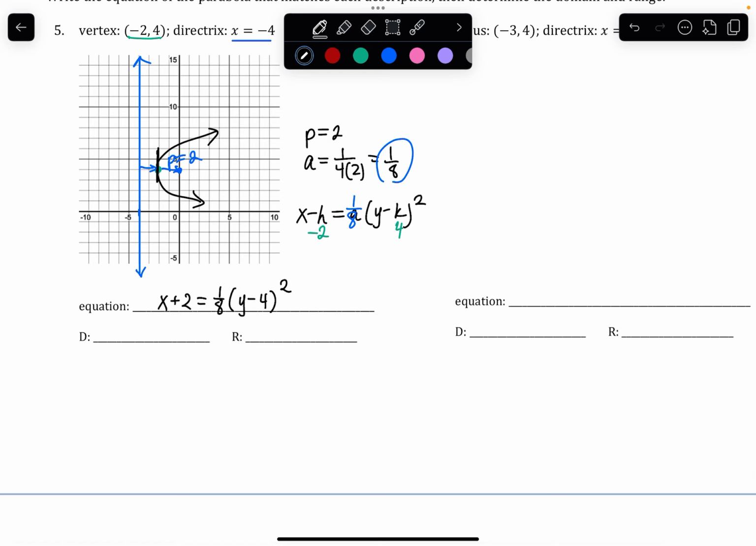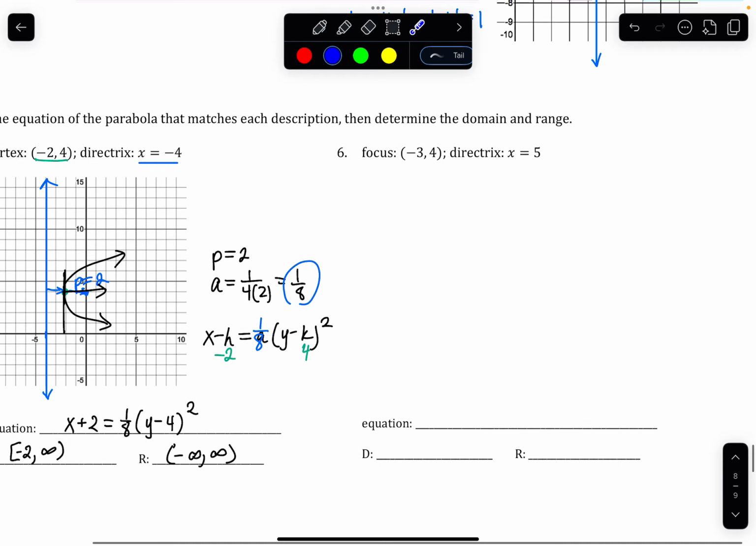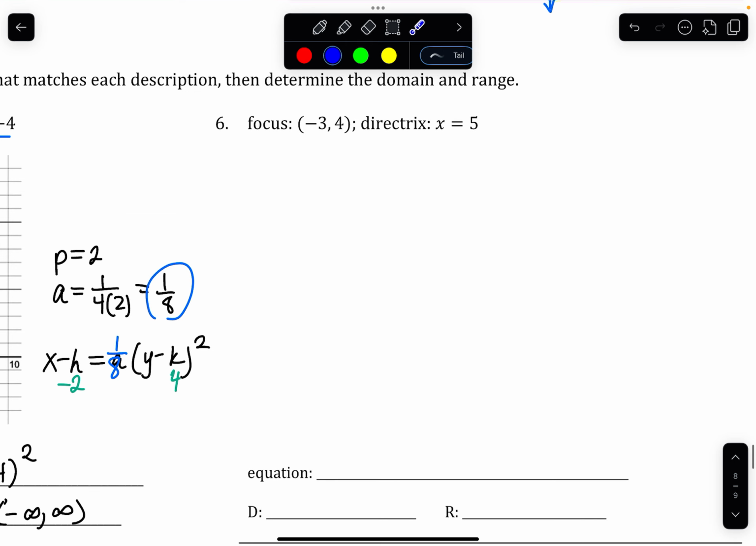Domain is going from this -2 to +infinity. Ooh, with a bracket. We do include the vertex. And then range is -infinity to +infinity. These arrows are going down forever and up forever as they go to the right. And so even if they don't give you a graph, still sketch it out so you know what's happening.